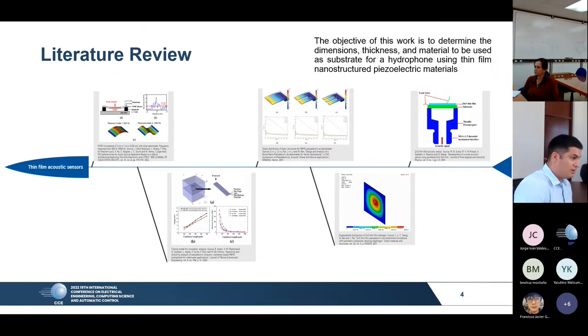For this application, we were reviewing how the sensors are designed. The first part of the design process of a sensor is to understand how the substrate will behave mechanically. And in this way, we can understand what will be the dimensions of the substrate that we will have to use in order to use some transduction mechanism. It could be, as I mentioned in the previous slide, a capacitive readout or a piezoelectric transduction mechanism in order to convert the deformation of the substrate into a voltage that can be used in the frequency range of interest.